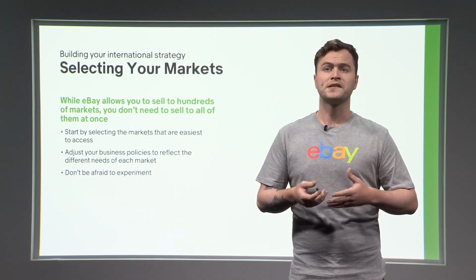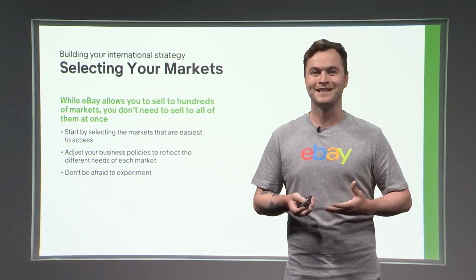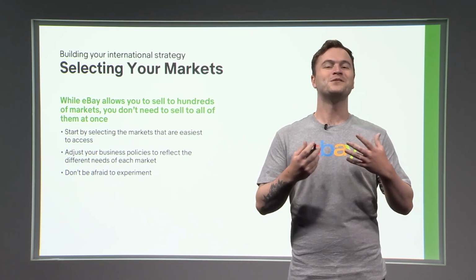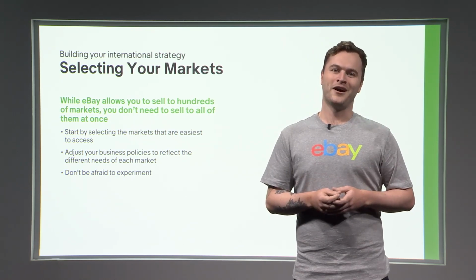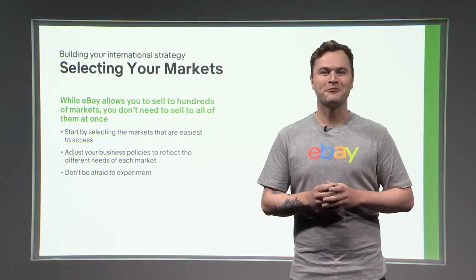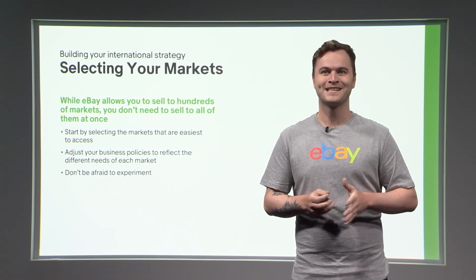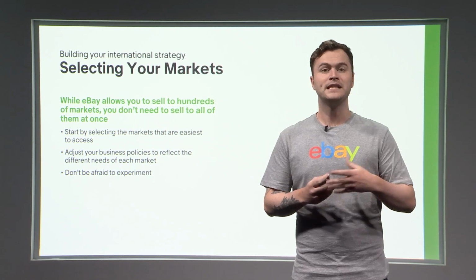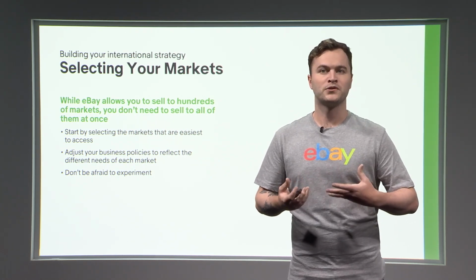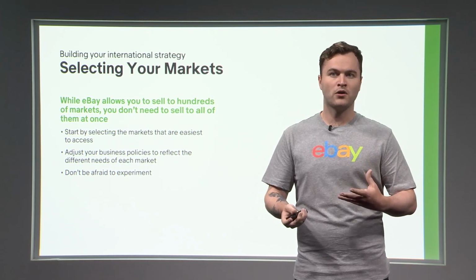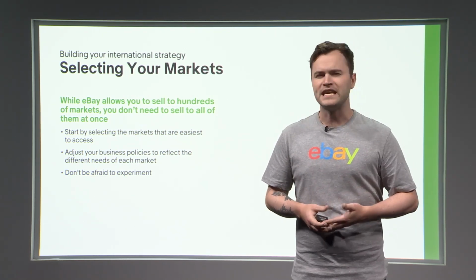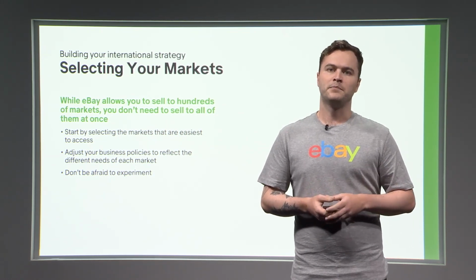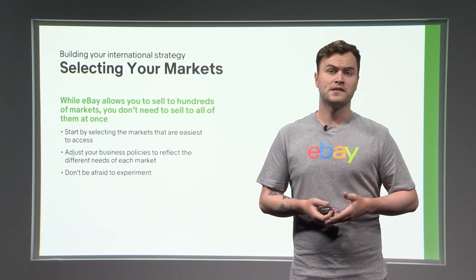Before you begin, you're going to want to select your markets. I know a lot of sellers are a bit intimidated when I say there are 190 markets to choose from on eBay. Of course, you don't have to dive right in with 190 markets. In fact, we would probably recommend getting used to just a few at first. So you don't need to sell all at once. You can start by selecting the markets that are easiest for you and represent the biggest opportunity for growth. You can adjust your business policies to reflect the different needs of each market, and then you can experiment from there with different product offerings based on the market or different business policies based on that market.